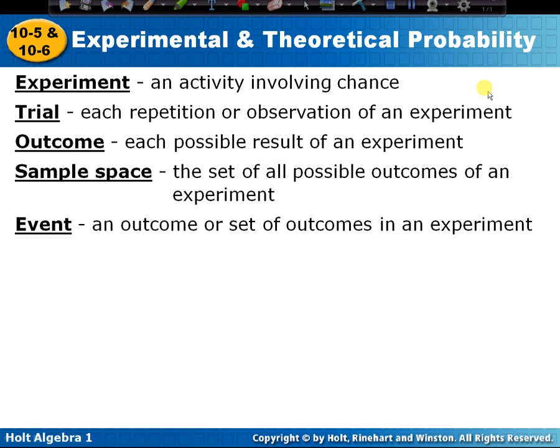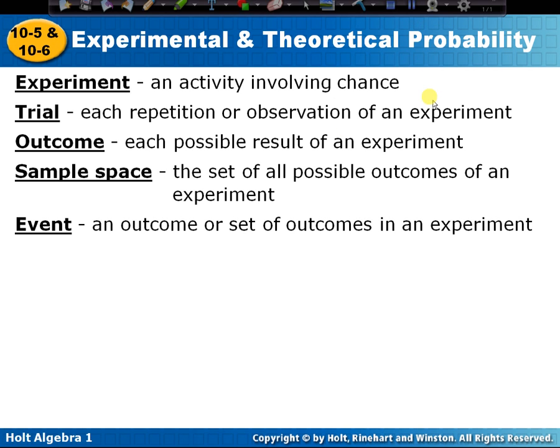We're going to look at some terms before we look at our first example. You do not have to write these down. Your first term here is experiment, an activity involving chance. Trial, each repetition or observation of an experiment. Outcome, each possible result of an experiment. Sample space, the set of all possible outcomes of an experiment. And event, an outcome or set of outcomes in an experiment.